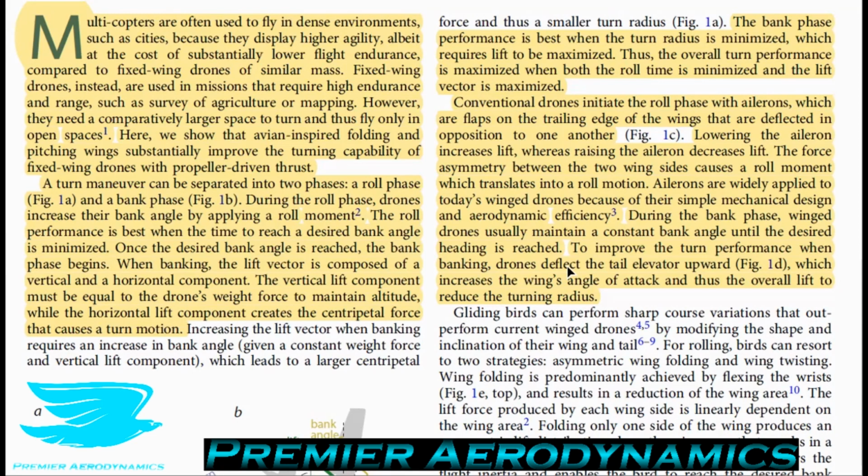So conventional drones initiate the roll phase with ailerons, which are flaps on the trailing edge of the wings that are deflected in the opposite direction to each other. So what this means is, if you've been on an airplane and you look out the window onto the wing, there are some at the back of the wings, the trailing edges, there are all these little surfaces that can move up and down. And if you look at the wings in pre-flight when they're doing their tests, you can sit on the airplane and just watch them do that. And you see these little flaps going up and down just to make sure that they're working.